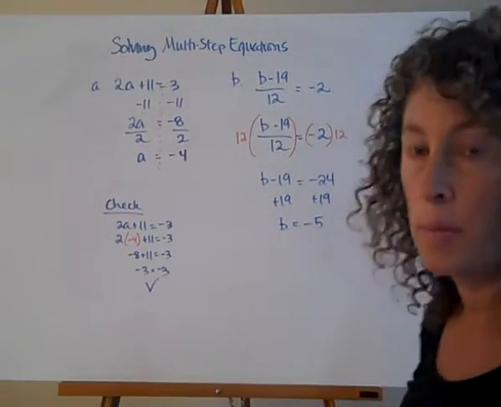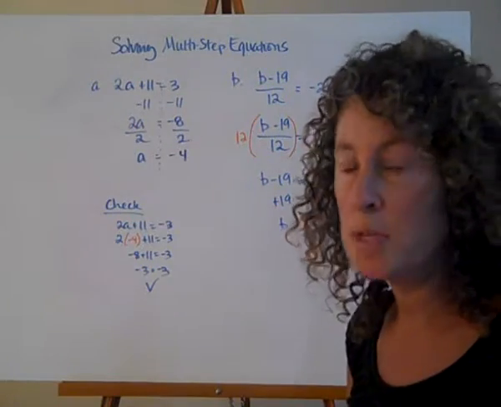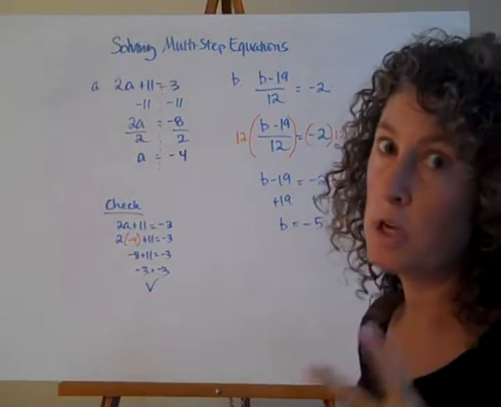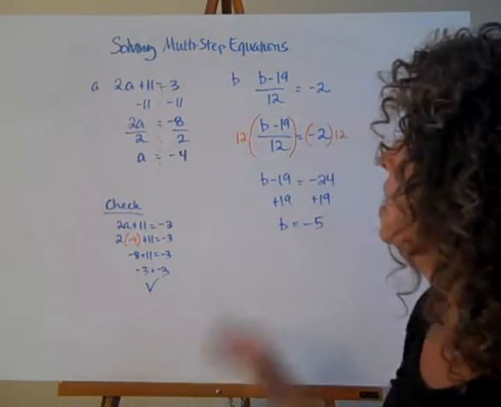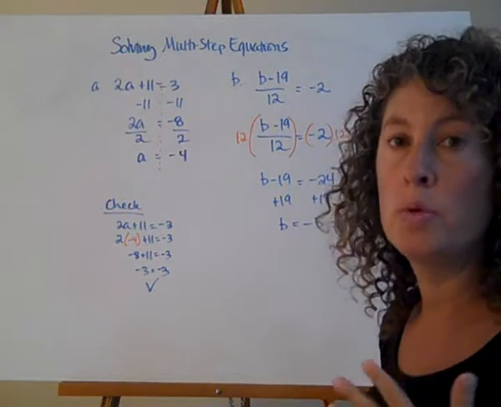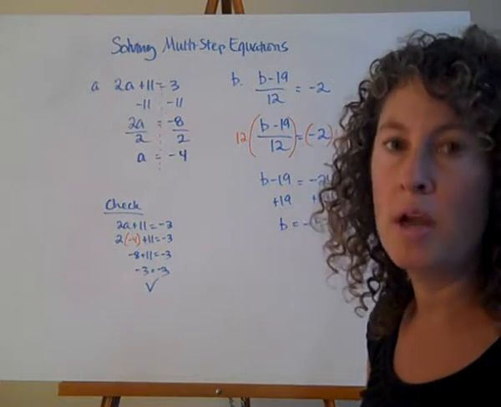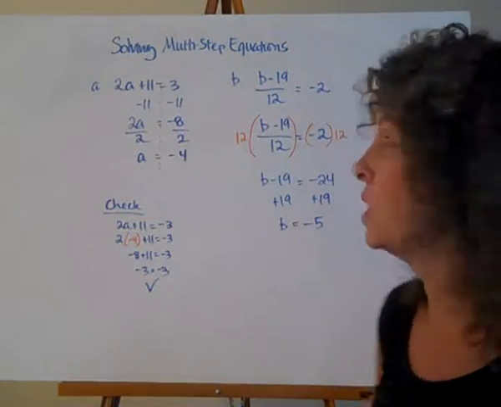Solving multi-step equations. So we're going to look at how to solve equations that have more than one step to them. This is the first of two videos, so make sure you watch this one and then the one on consecutive integers. So solving multi-step equations. We know how to solve one-step equations by doing the opposite of adding, subtracting, multiplying, and dividing. Now we're just putting that all together. So let's take a look at a few examples.